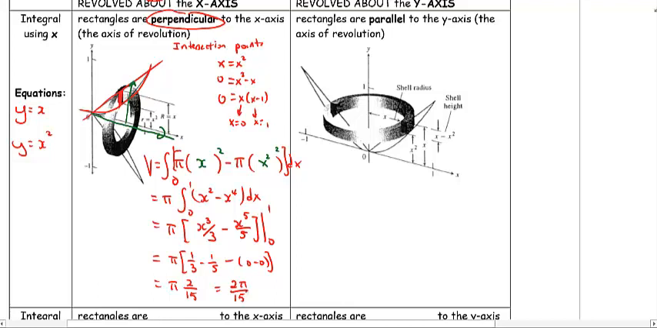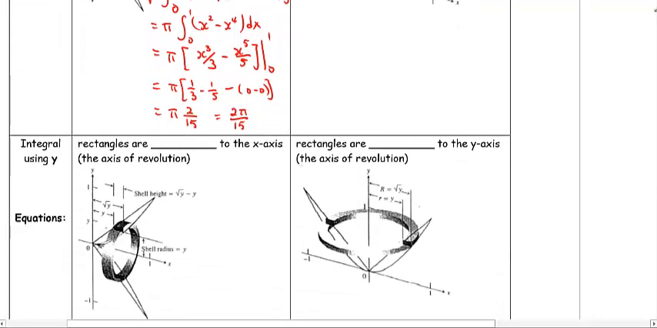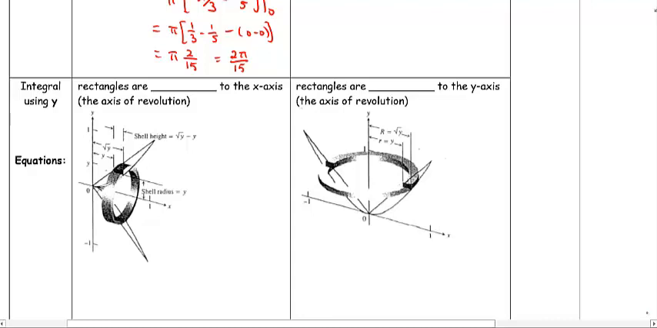Cool? Nice. Now, let's move to the bottom left quadrant, because I want to see if you can do the same question again. This time, I'm asking you to use integrals with y. So everything now is shifted along the y-axis. Notice that when we do it this way, the rectangles are parallel. Those representative elements are now parallel to the axis of rotation. And when you see that it's parallel, yes, you should be thinking cylindrical shells.